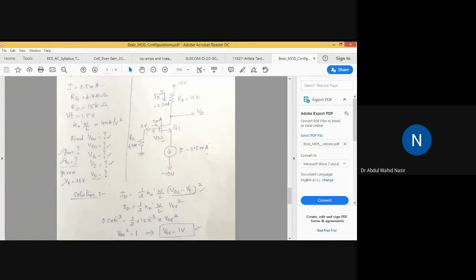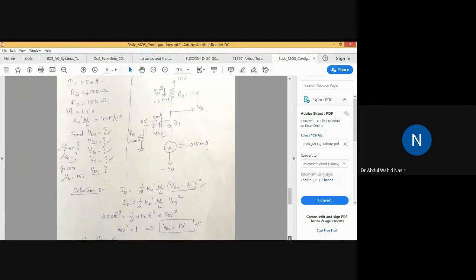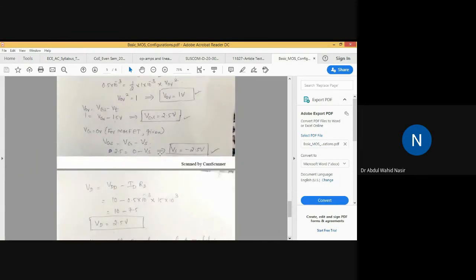So using that value, if you substitute in VGS is equal to VG minus VS, VGS is 2.5 volt, and this is equal to 0 minus VS. So VS will be minus 2.5 volt. Now we have the value of VS.